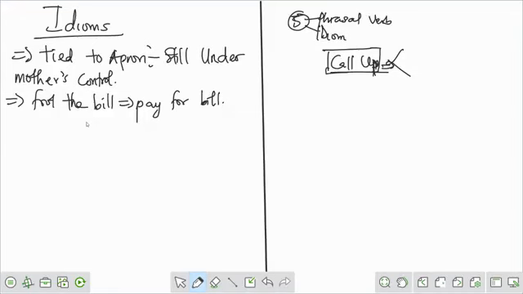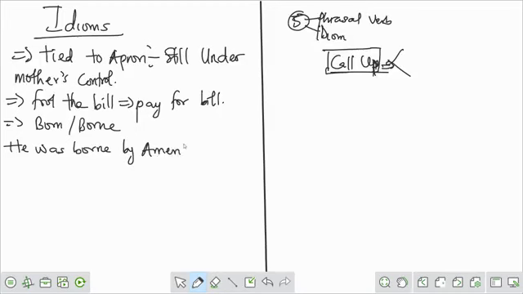Another thing is, what's the difference between born and borne? You may have heard of these words. What's the meaning of BORN and BORNE? Now look at the difference. He was born by American parents.